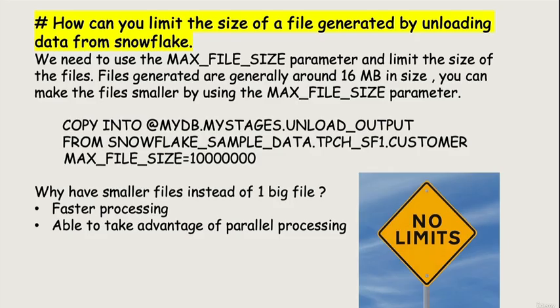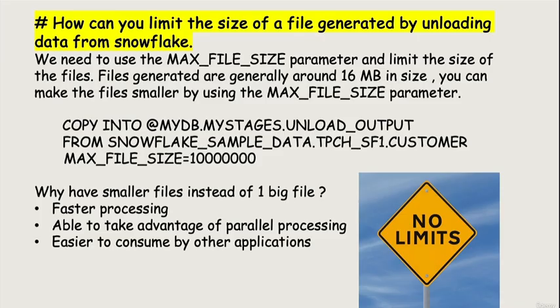The second reason for that is the ability to take advantage of parallel processing. In some ways this is related to the first one, faster processing, but parallel processing is slightly different in the sense that if you had a multi cluster warehouse, it will be able to take advantage of that multi clustering and be able to generate files in a much faster fashion. Finally, the reason why you may want to have smaller files instead of one large file is that it is easier to consume by other applications.